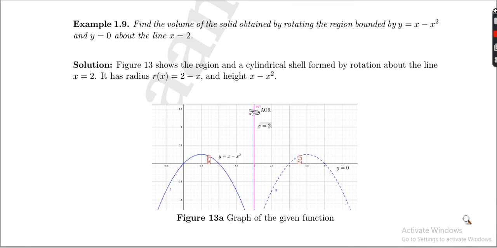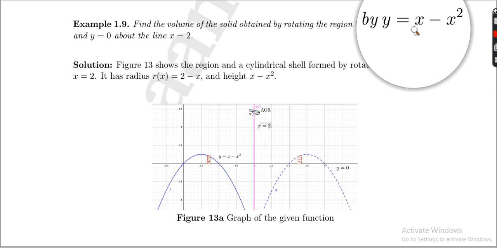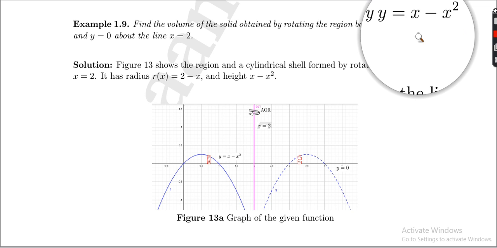Okay, for this video, let us discuss example 1.9 in your handout, and let's find the volume of the solid obtained by rotating the region bounded by y equals x minus x squared and y equals 0 about the line x equals 2. Okay, now based on our problem, the region is bounded by this curve, that's y equals x minus x squared, which is the parabola which opens downward.